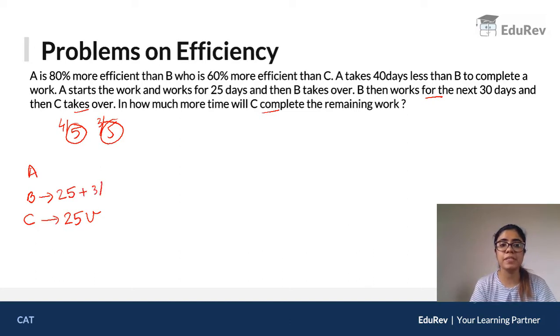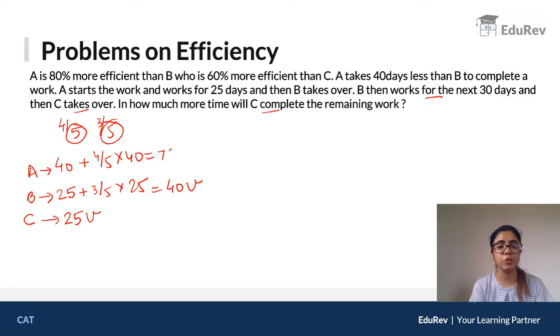Plus 60%, which is 3 by 5 of 25 units, he is also going to do. So that means he is going to do 40 units. Now if you talk about A being 80% more efficient than B, A will do 40 units plus 80% more of 40 units. So that means it is going to do 72 units. So this is the work done in 1 day.